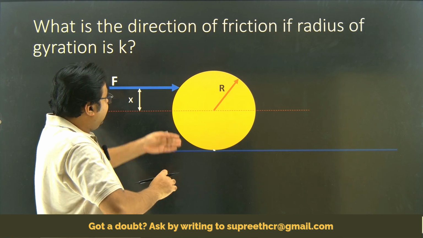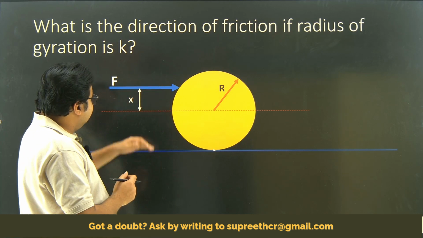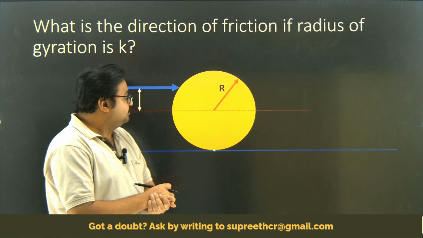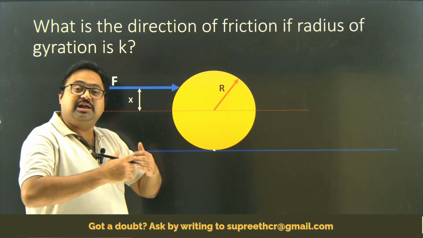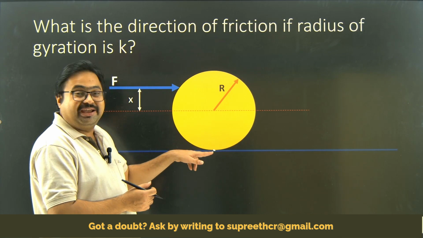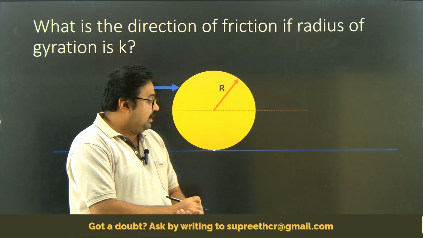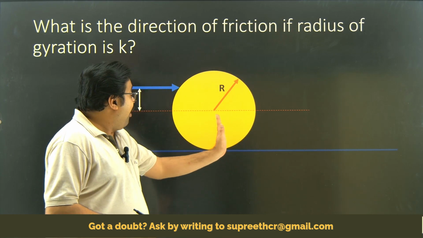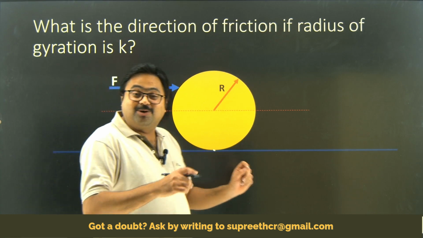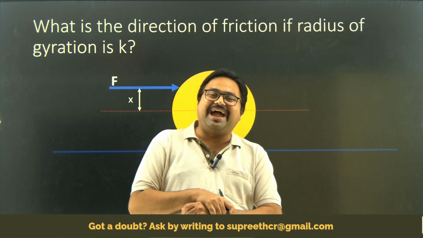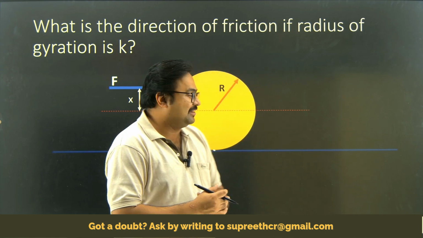Now, if I apply a force at a distance x above the center of the body, then the frictional force that would act on this body would be at the point of contact. Now, it can only act in two directions. It can either act in the forward direction or it can act in the backward direction. Now, the question that we have to answer is, in what direction does it act? So let's try to figure that out.